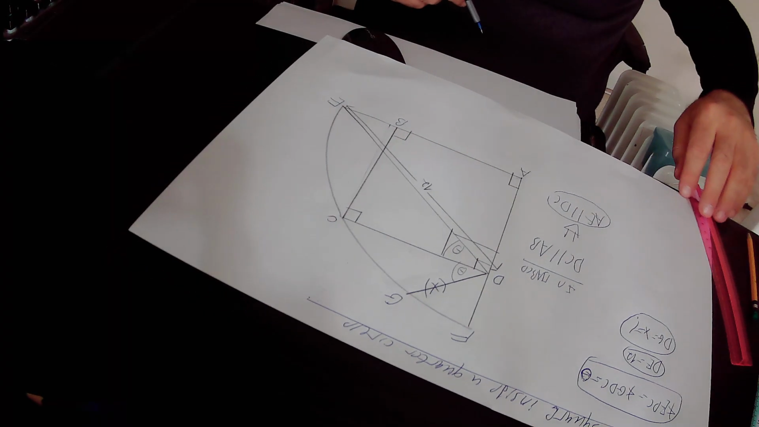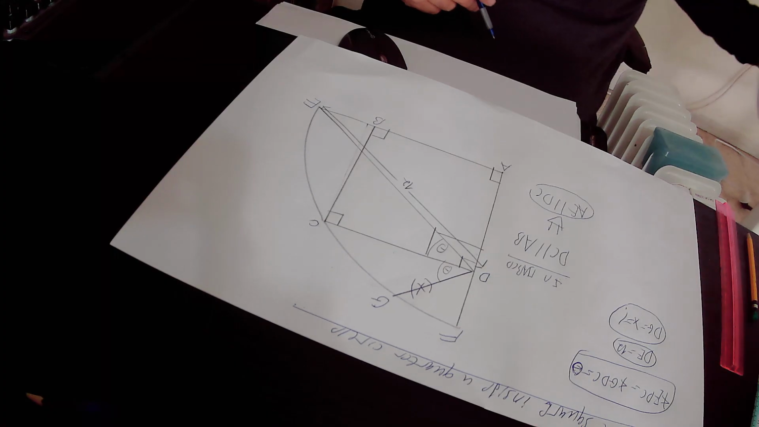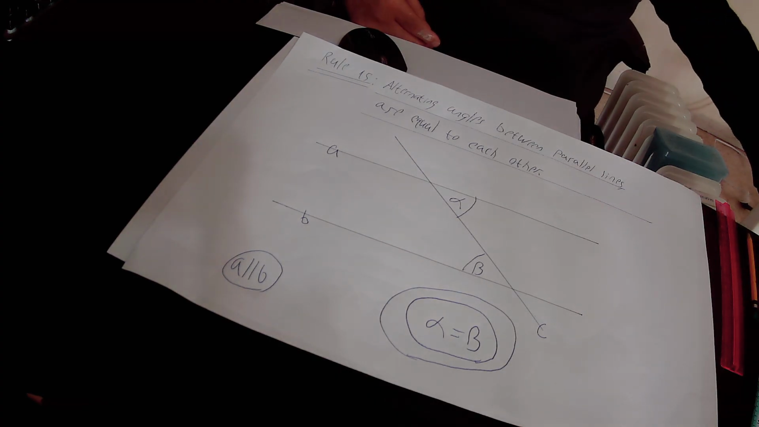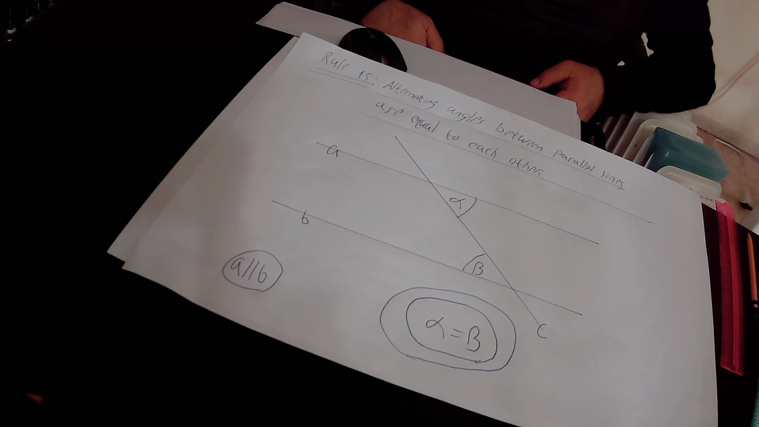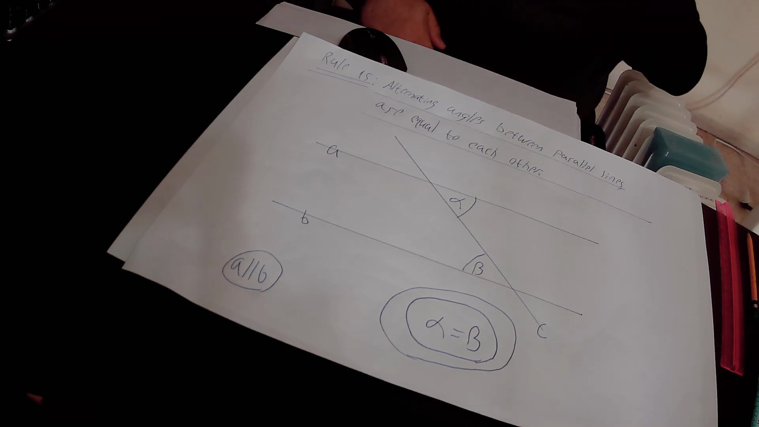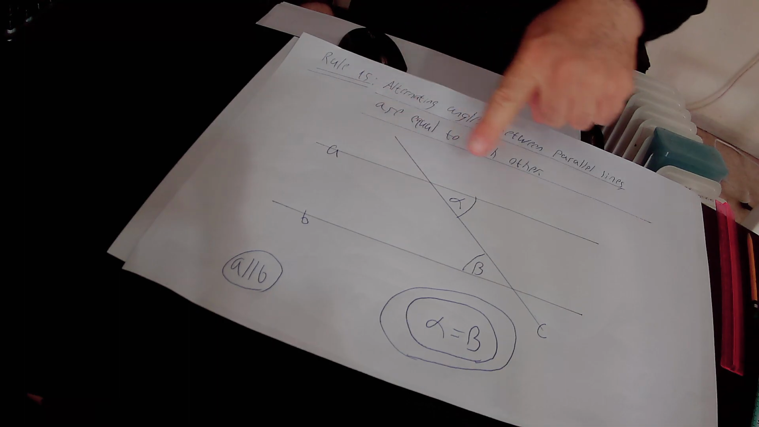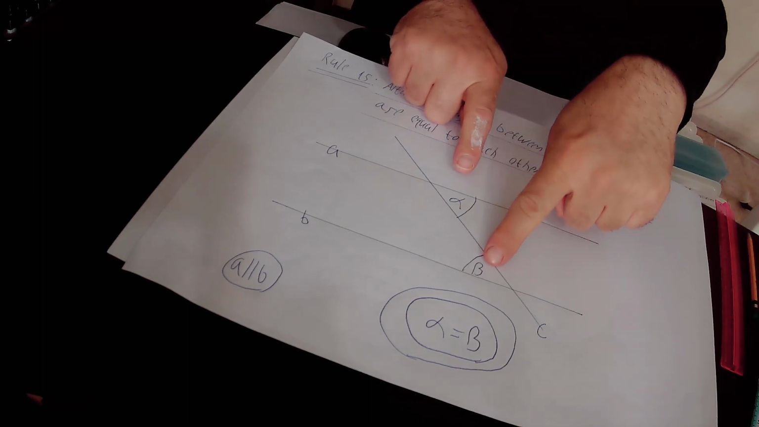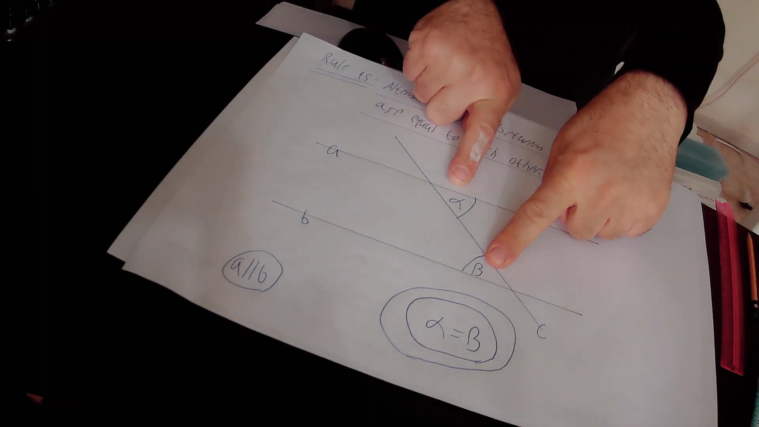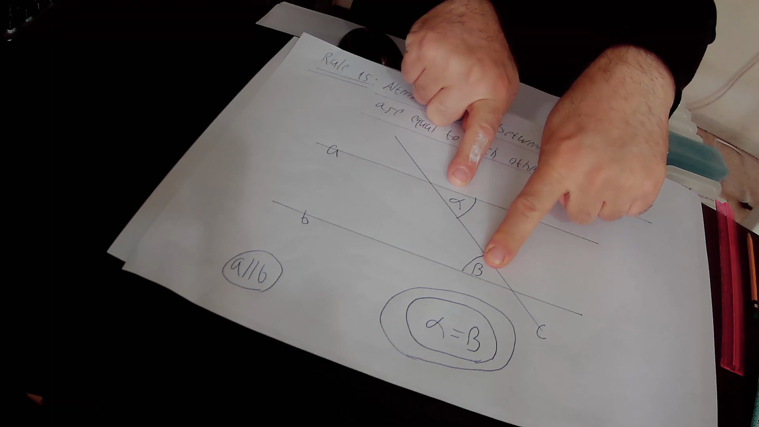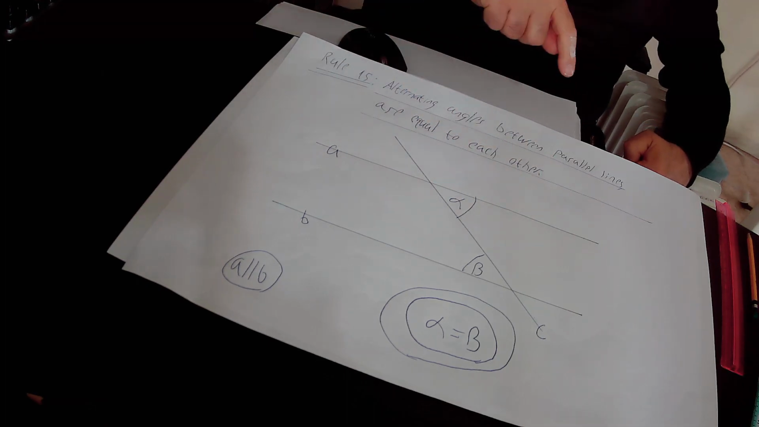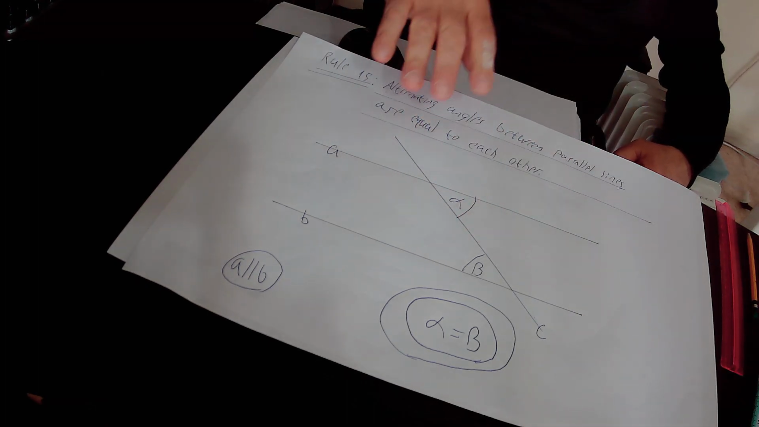Now we can implement here rule 15. Repeat again rule 15. According to rule 15, alternating angles between parallel lines are equal to each other. So in the drawing we have line A parallel to line B, and those two angles, alpha and beta, are defined as alternating angles, and they are located between the parallel lines A and B, and therefore they are equal to each other. That is to say, alpha equals beta.